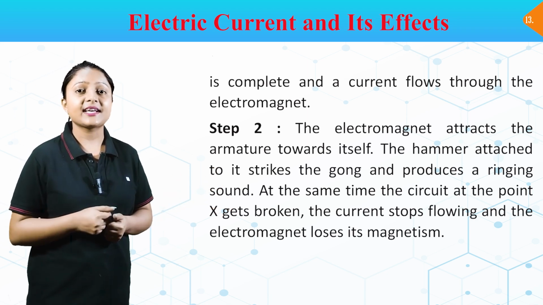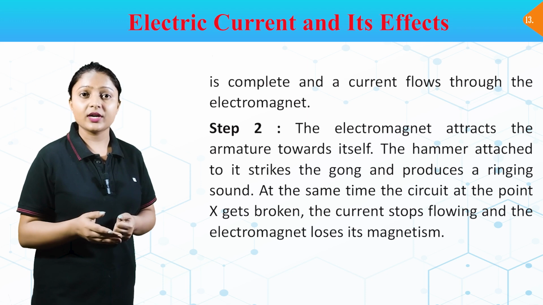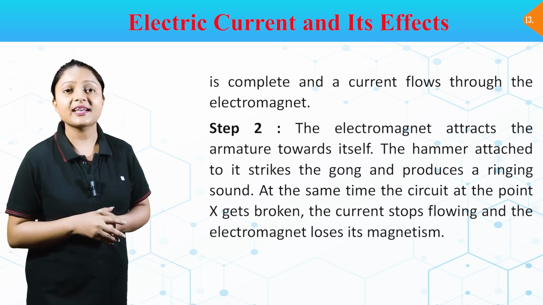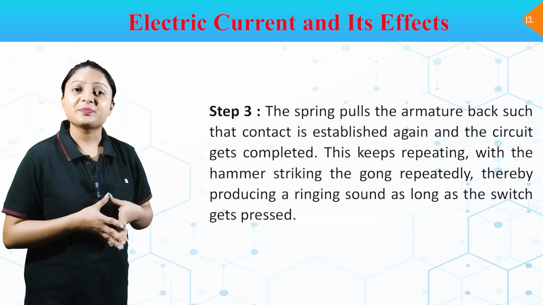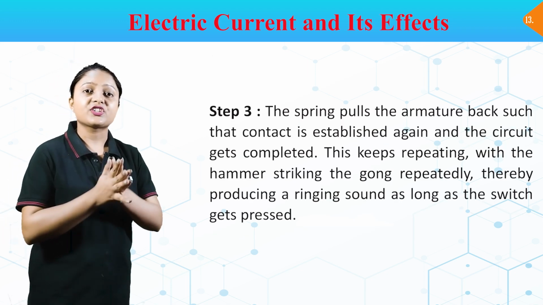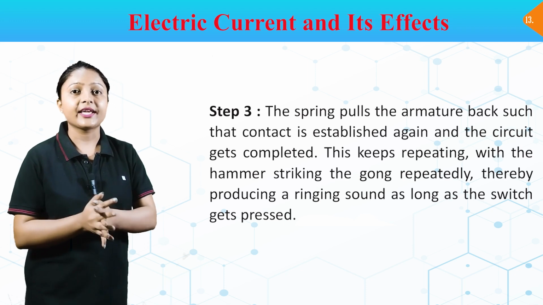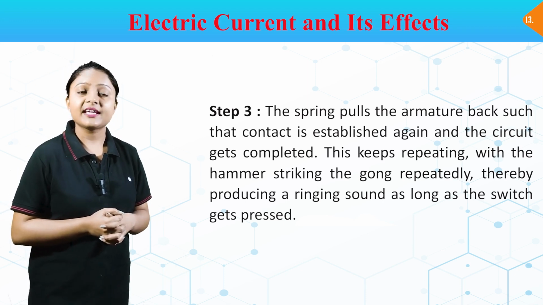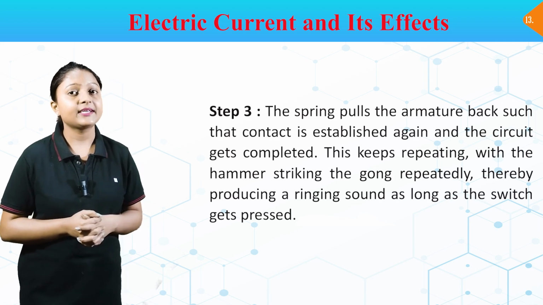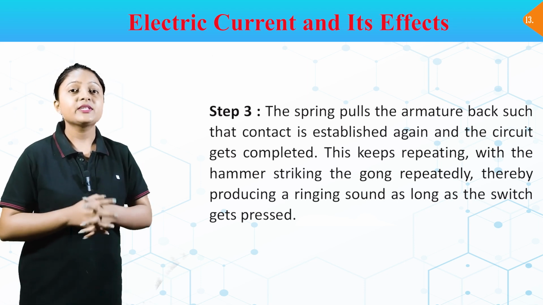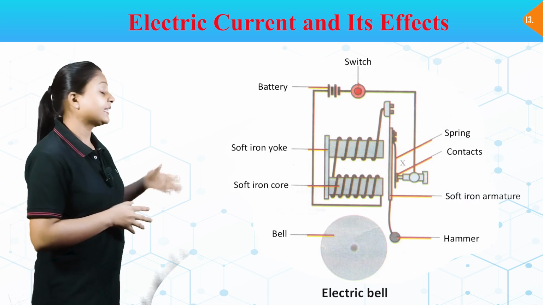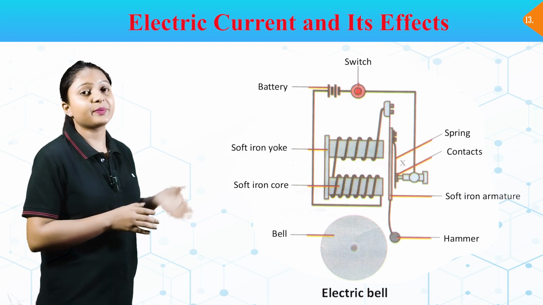At the same time, the circuit at the point X gets broken, the current stops flowing and the electromagnet loses its magnetism. Step 3. The spring pulls the armature back such that contact is established again and the circuit gets completed. This keeps repeating with the hammer striking the gong repeatedly, thereby producing a ringing sound as long as the switch is pressed. This is the diagram of an electric bell.